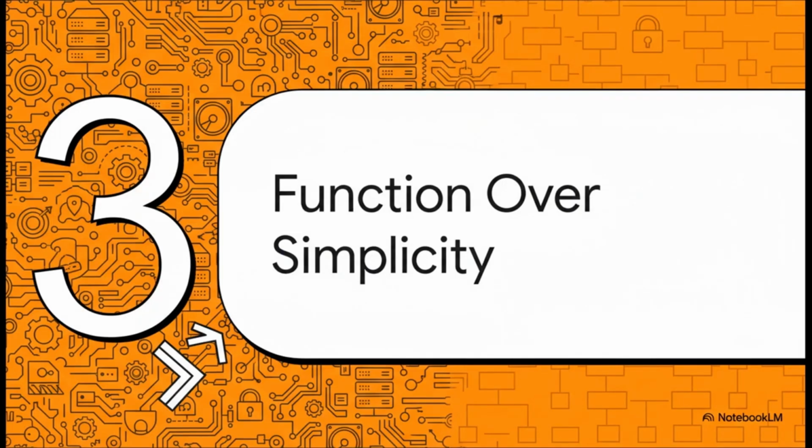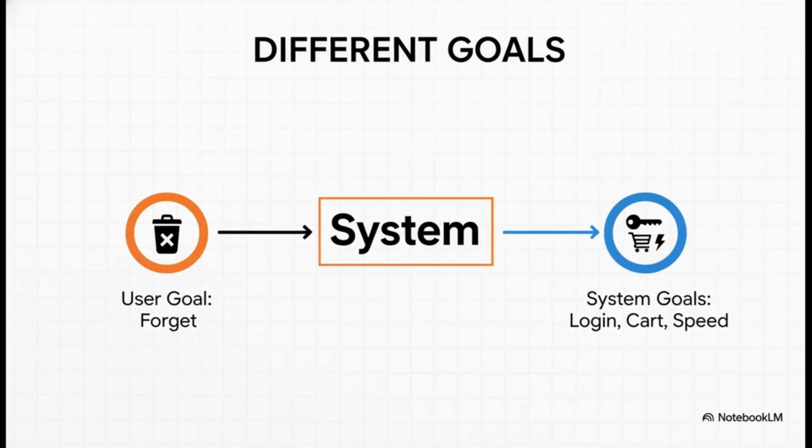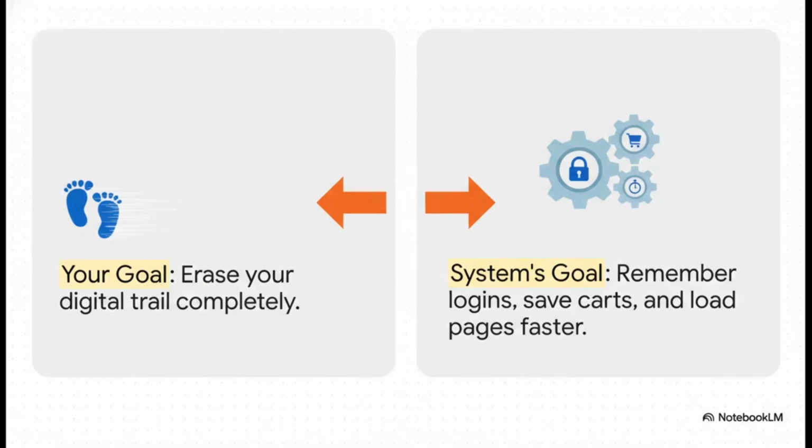So you might be wondering, why on earth would they design such a confusing system? Well, it all comes down to a trade-off, what works best versus what's easiest to understand. And really, this whole setup isn't meant to trick you or be intentionally confusing. It's just that the system is trying to achieve a very different set of goals than you are in that particular moment. It's a total mismatch of priorities. Your goal is simple: erase my trail. But the system has its own list of jobs to do, like remember logins, save cart items, and load pages faster. And these two goals are often in direct conflict.